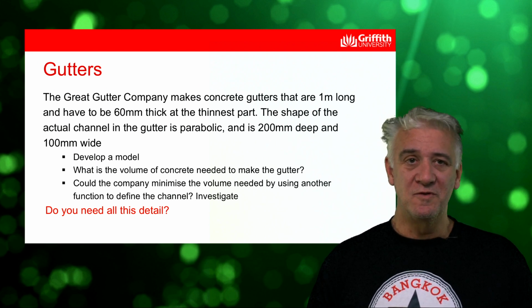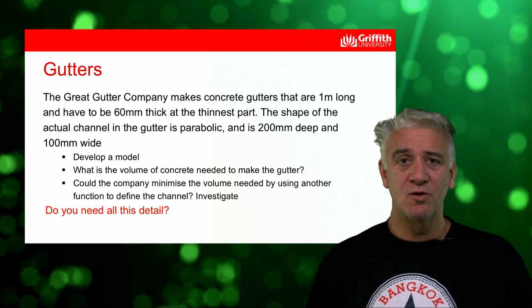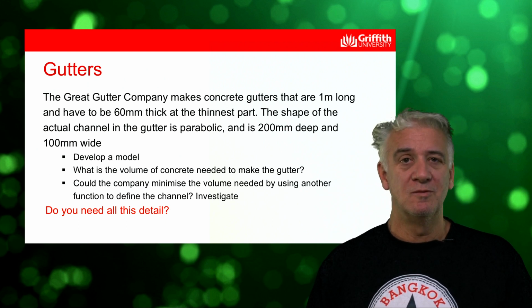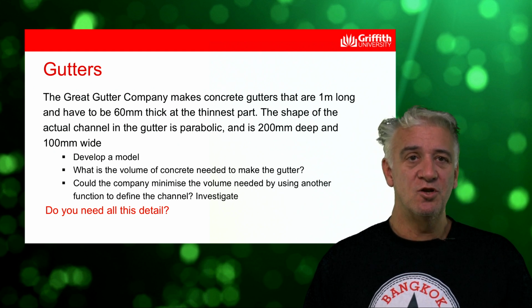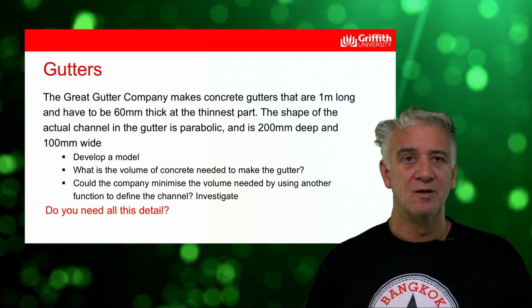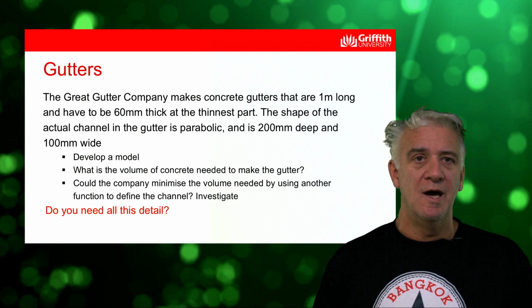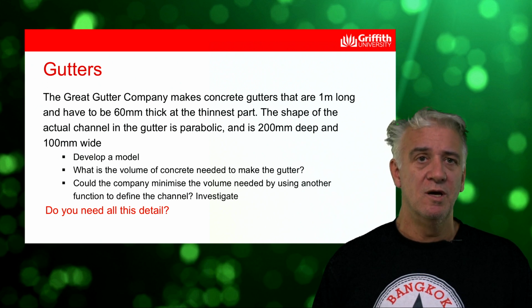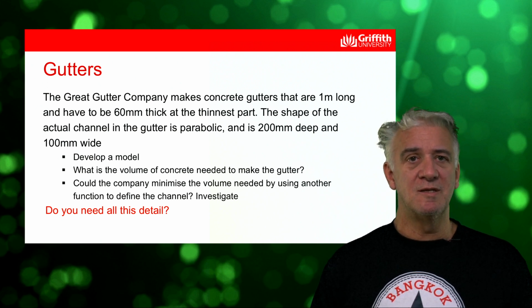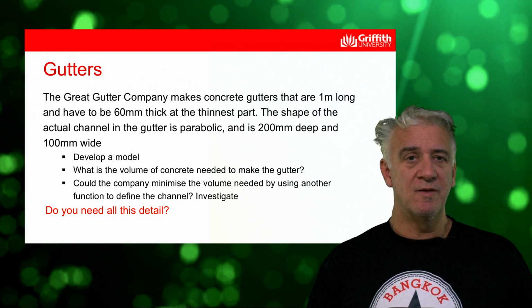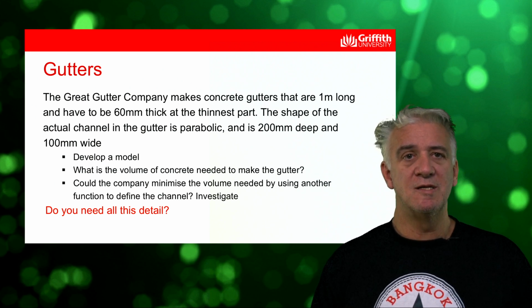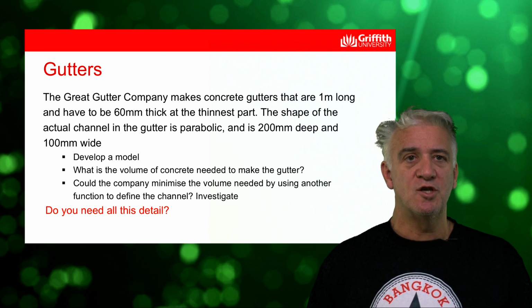We won't go into the health and safety of having these concrete gutters around the school, but at the time, you know, I'm a bit older than probably most of you, and this wasn't an issue. Anyway, the students had to develop these concrete gutters and model it. The gutters had to be 1 metre long. In fact, they ended up being 3 metres long. They had to be 60 millimetres thick at their thinnest part. If they were any thinner than 60 millimetres, they'd crack. And the shape of the actual tunnel was parabolic.